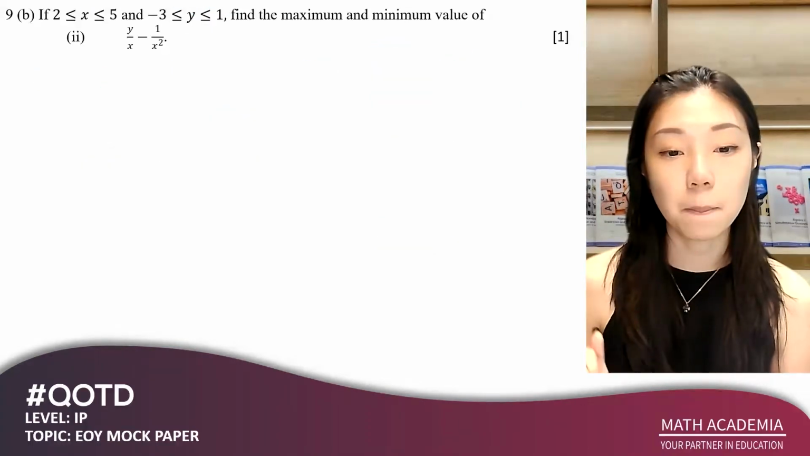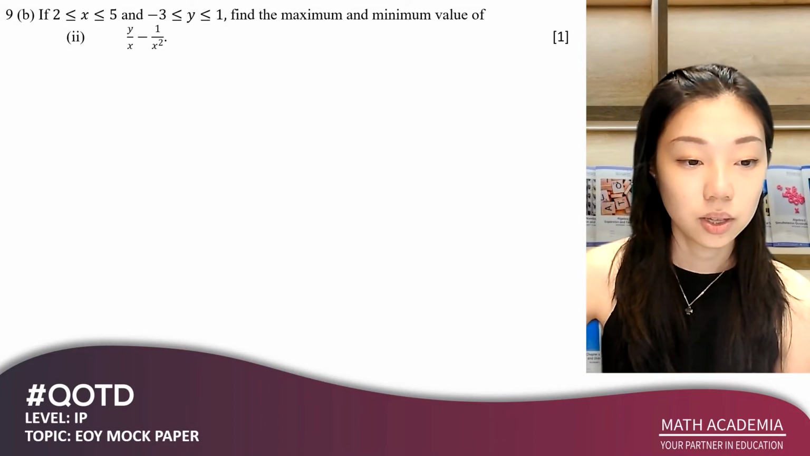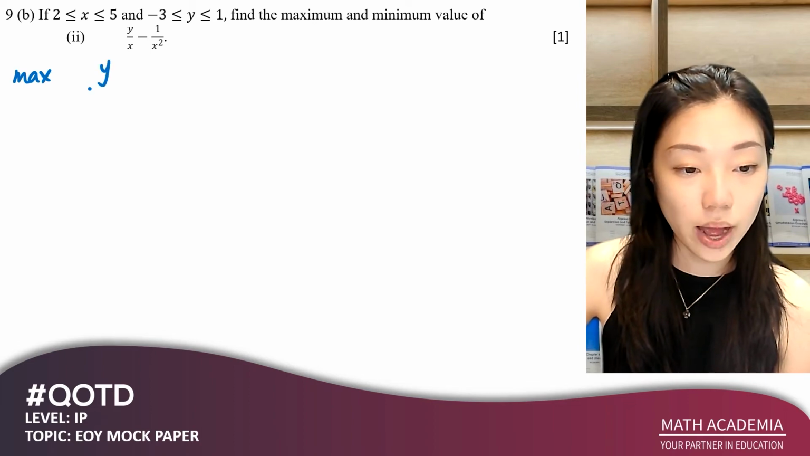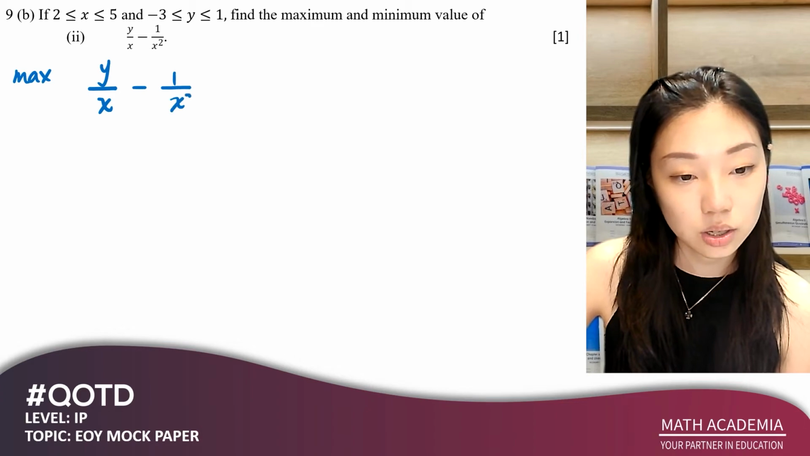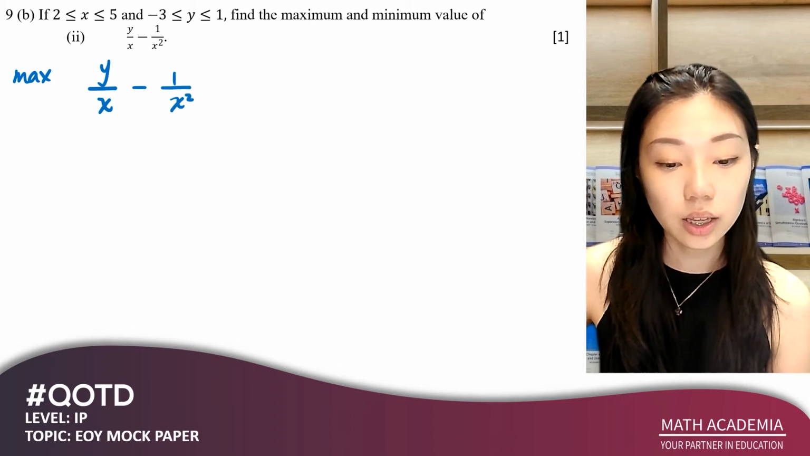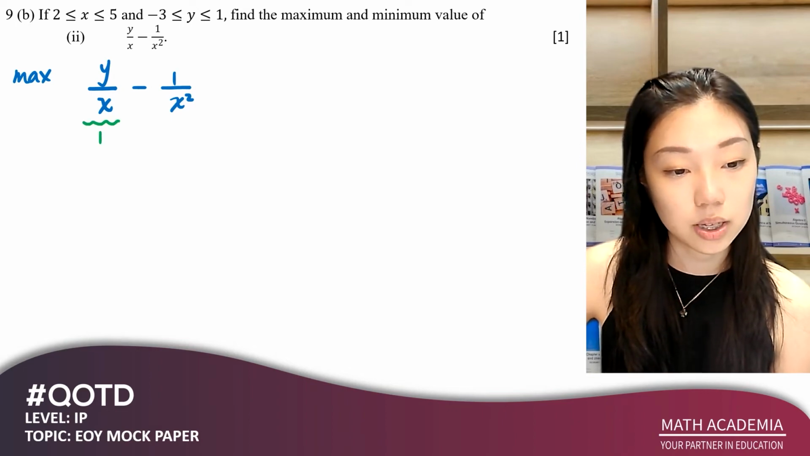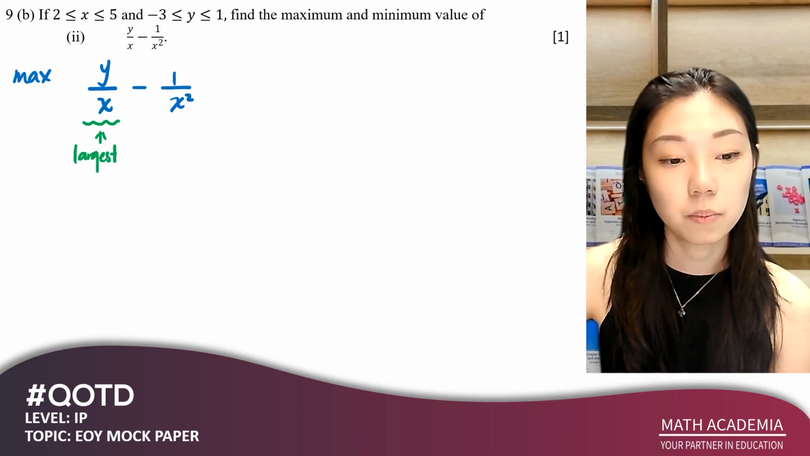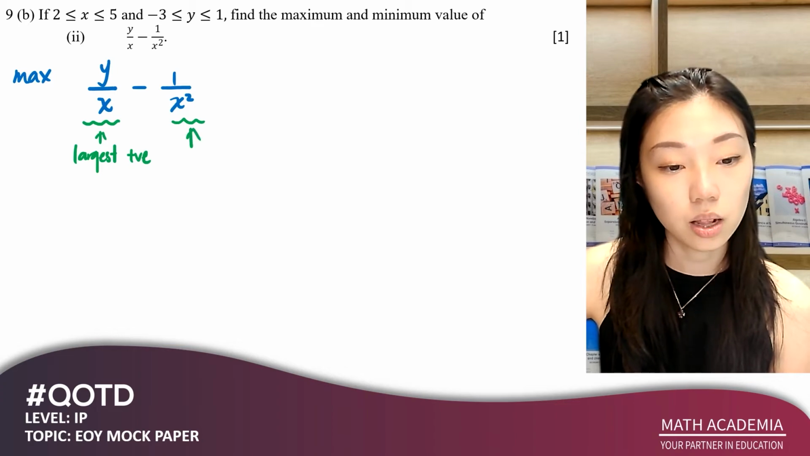I want to find the maximum and minimum value of this over here. Okay, so for the maximum value of y over x minus 1 over x squared, if we were to analyze this, if I want to find the maximum value, of course this must be the largest, but it must be positive. And this must be the smallest.